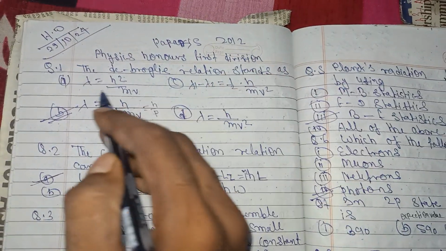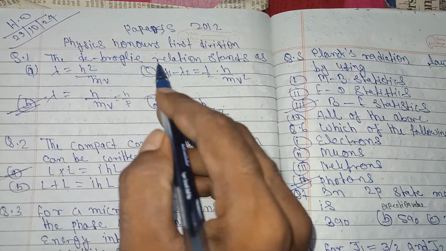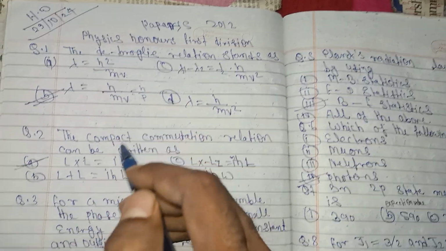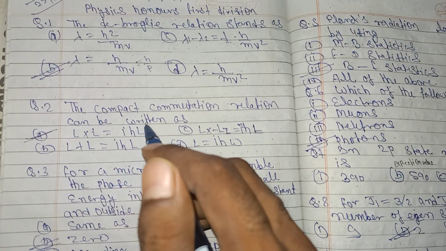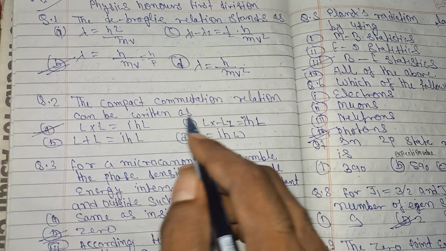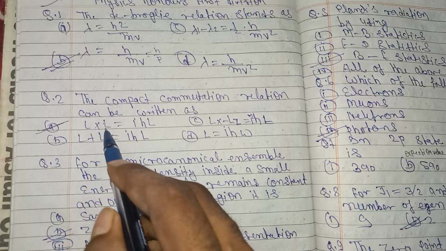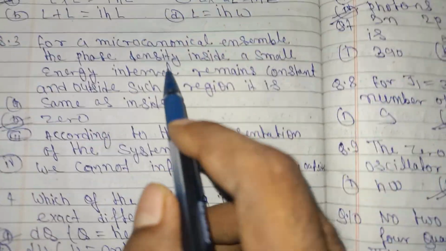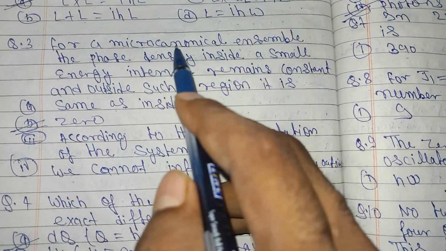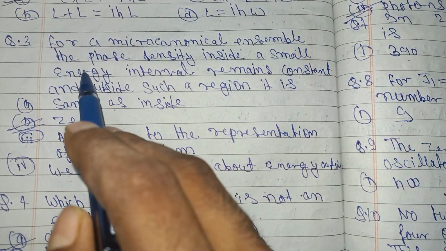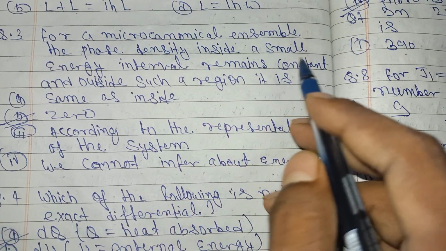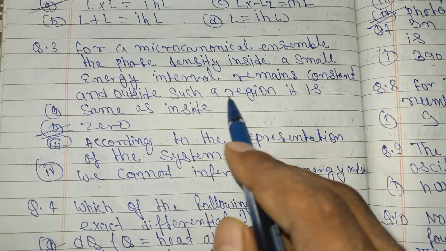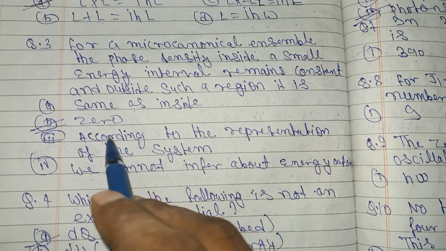And 2012, question number 1: the de Broglie relation stands as lambda equals h by mv. Question number 2: the angular momentum commutation relation can be written as Lx L equal to minus i h L. Question number 3: for a microcanonical ensemble, the phase density inside a small energy interval remains constant, and outside such a region it is 0.